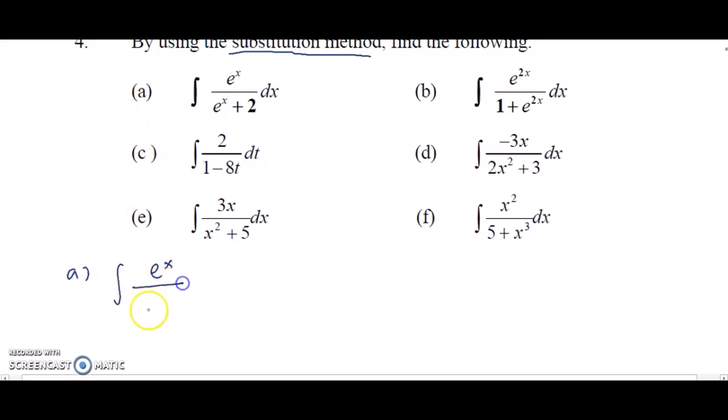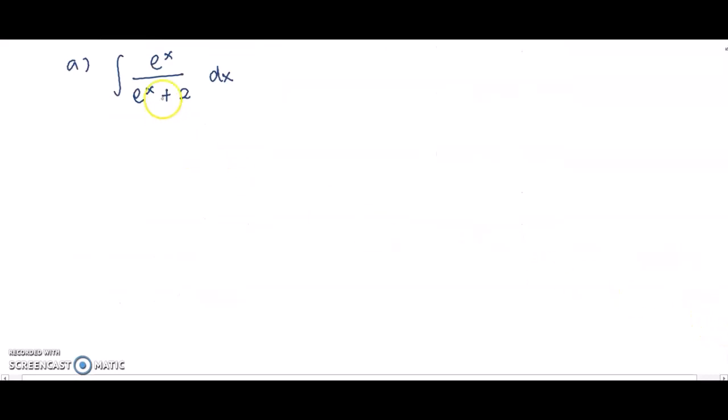We have e^x over e^x plus 2. For this question, we're going to apply the substitution method. Replace u as e^x plus 2.